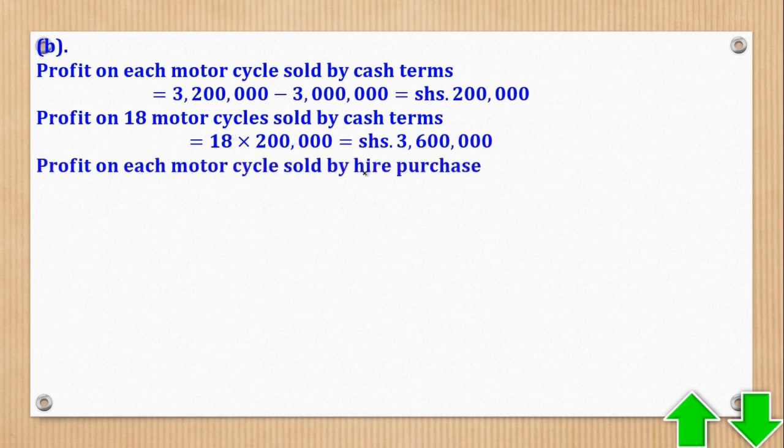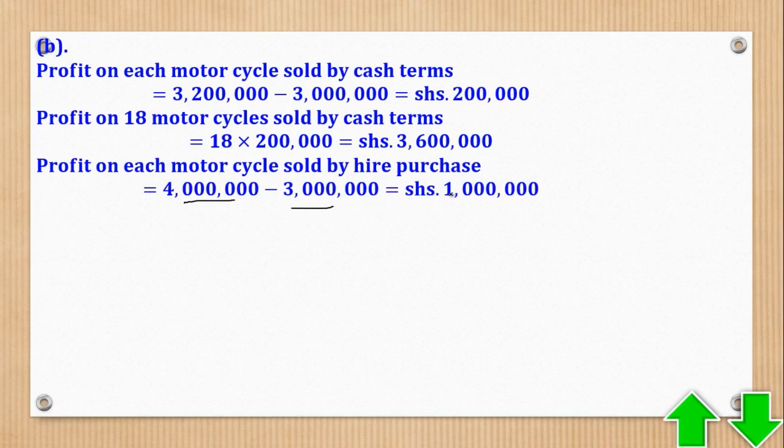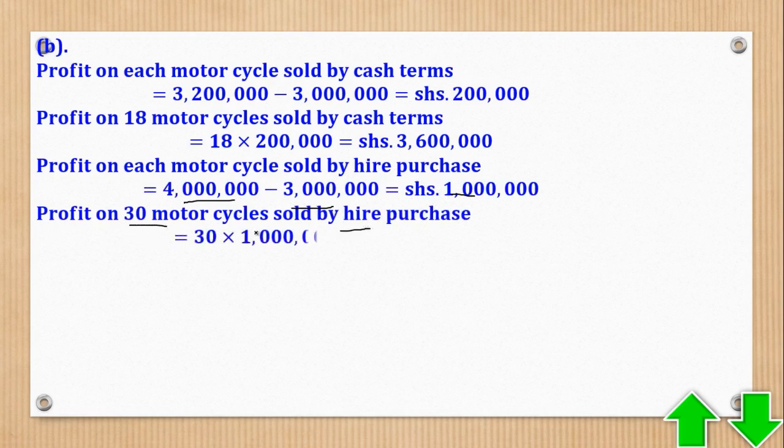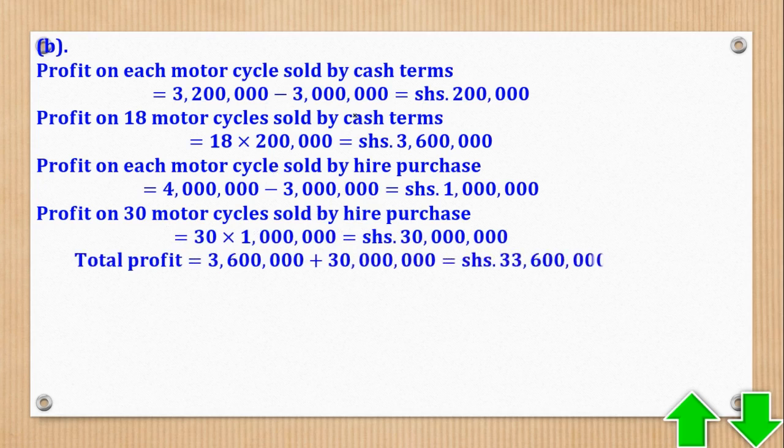The profit made on each motorcycle bought on hire purchase is 4M minus 3M, which gives you 1M. But there are 30 motorcycles bought on hire purchase, so 30 times 1 million gives you 30 million. The total profit will now be this plus this, to give you 33.6 million.